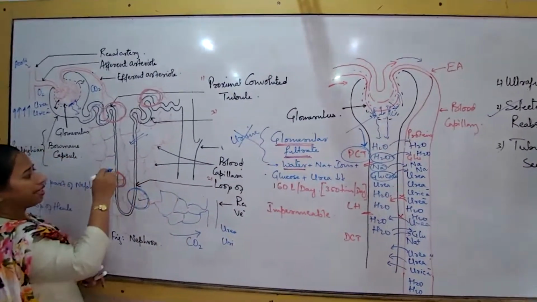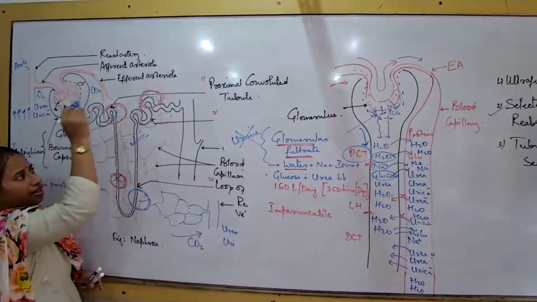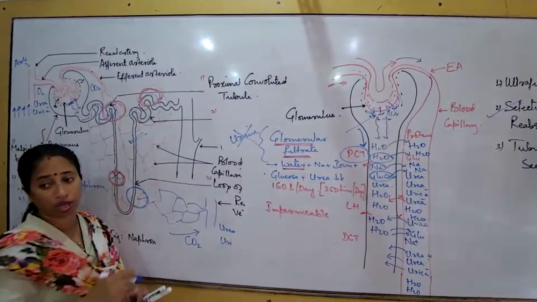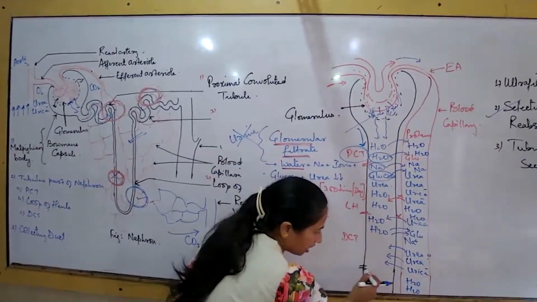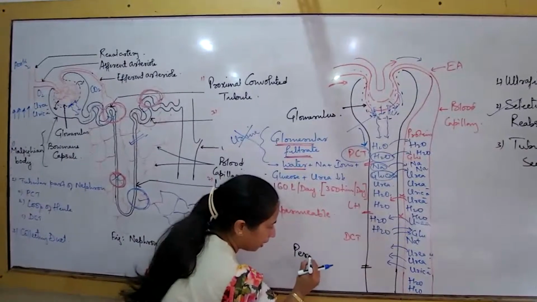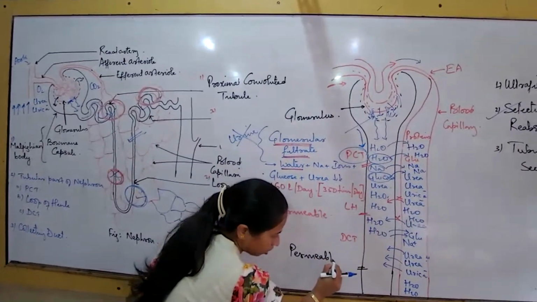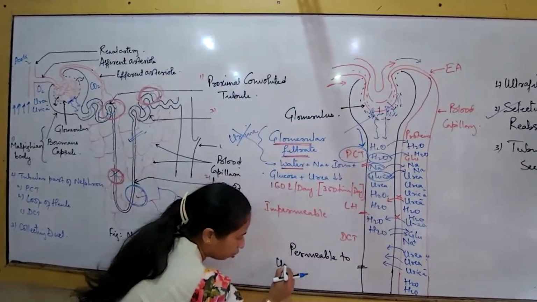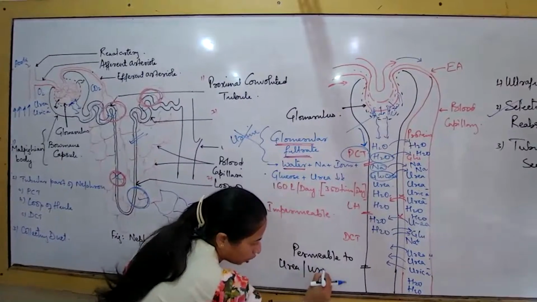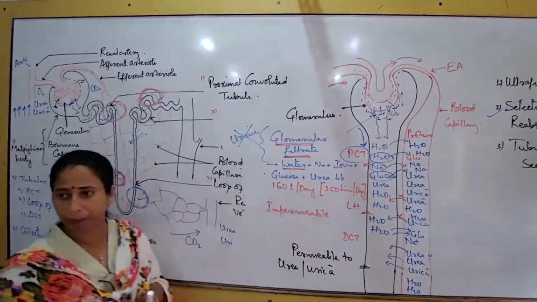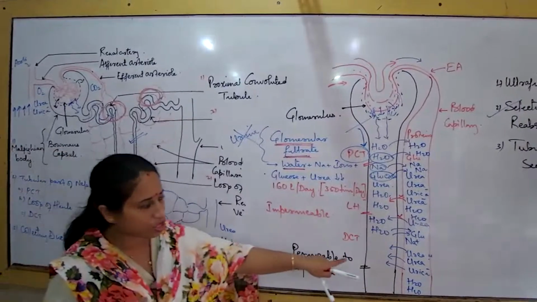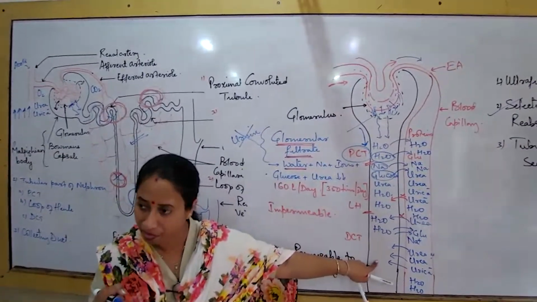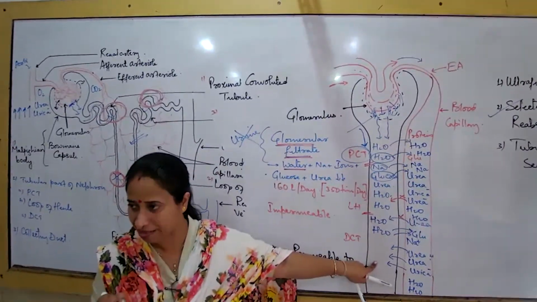जो यहाँ पे नहीं हो रहा था, but यहाँ पे हो रहा है. Why? What is the reason? Because the membranes of the DCT are permeable. The membranes of the DCT are permeable to urea or uric acid. Is this clear? So the membranes of the DCT can pick up the urea and the uric acid.